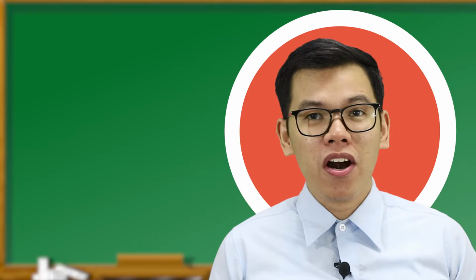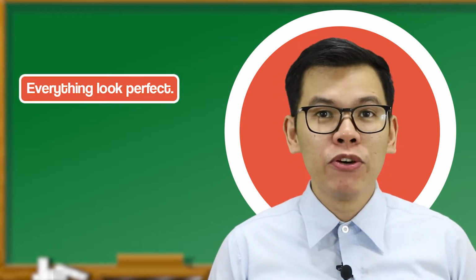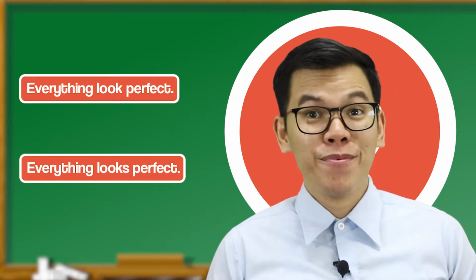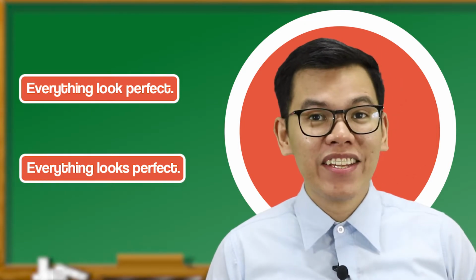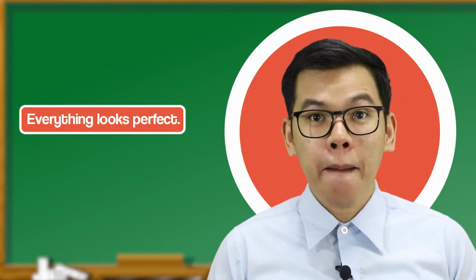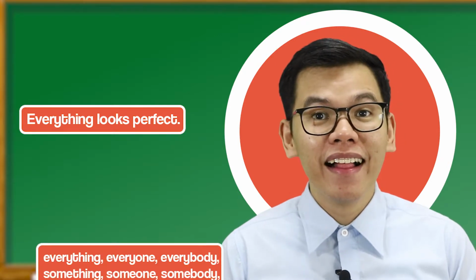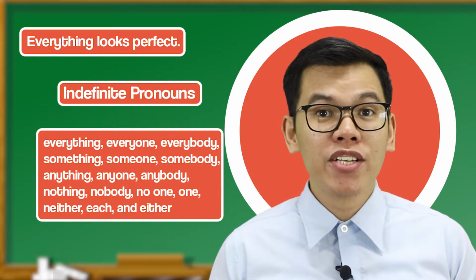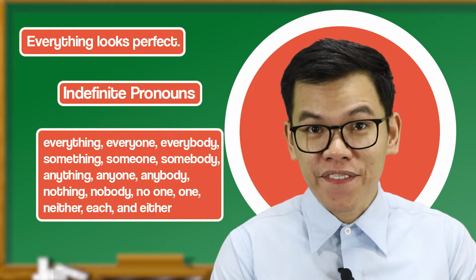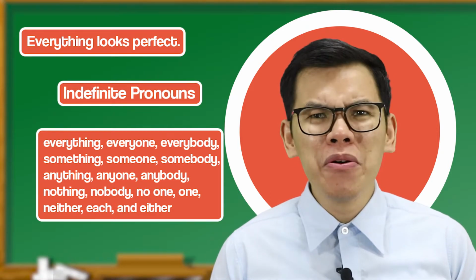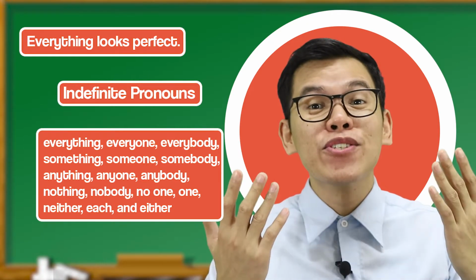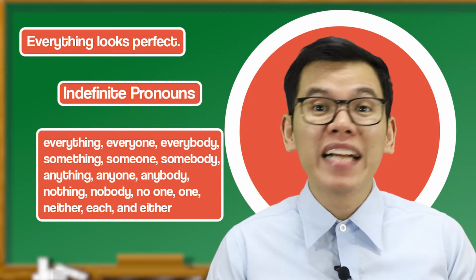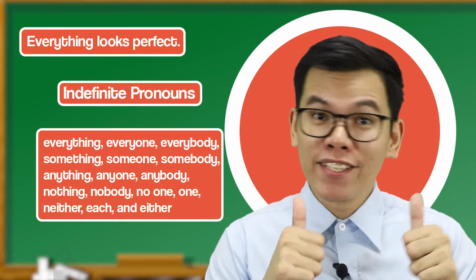Our next examples are: number 1, everything looked perfect. Number 2, everything looks perfect. Which one is correct? That's right. The correct sentence is the second one, because according to the rule, indefinite pronouns like everything, everybody, everyone, etc. should have singular verbs. But how do I know? Well, the only way is you should familiarize yourselves with these words. Practice using them. Okay? Let's go to the next one.